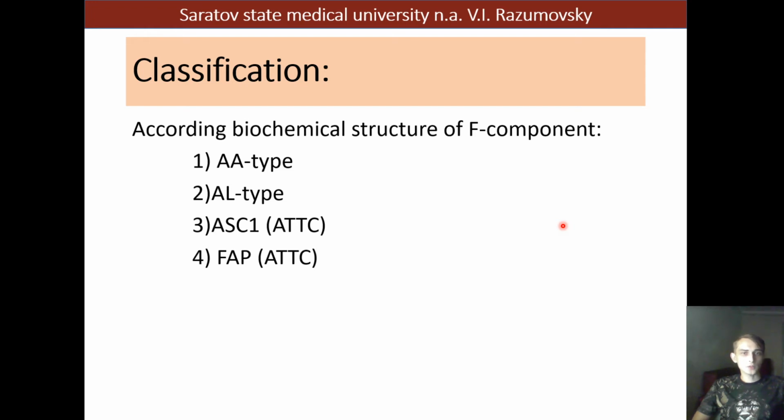Classification is very difficult. There are many types of classification. According to the biochemical structure of F component, it may be AA type, AL type, ASC1 type, and FAP type. In practice, you may hear that AA type is called primary amyloidosis, AL secondary amyloidosis, ASC1 is senile amyloidosis, for older people and associated with the big age of the patient, and FAP type is associated with family or genetic type of amyloidosis.